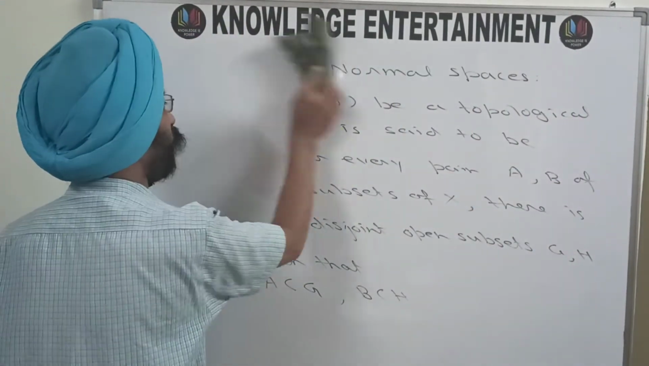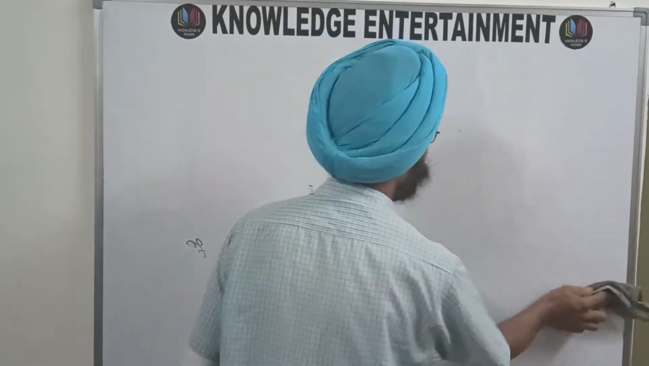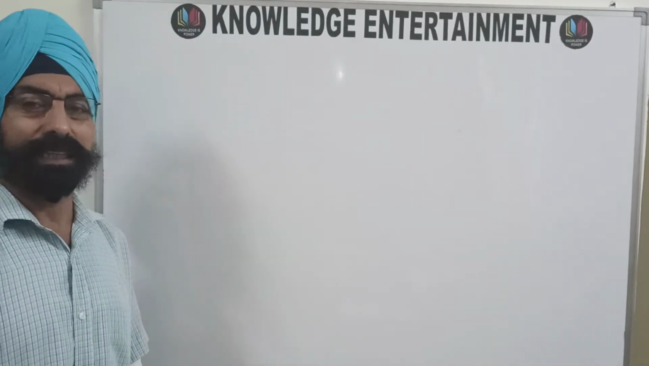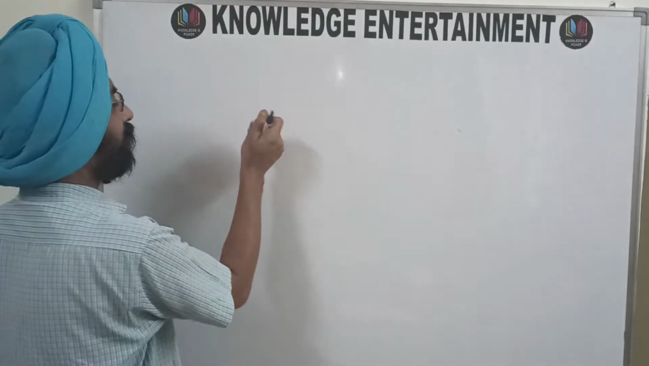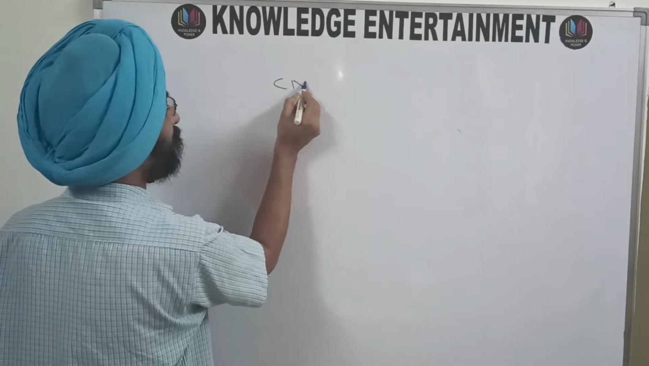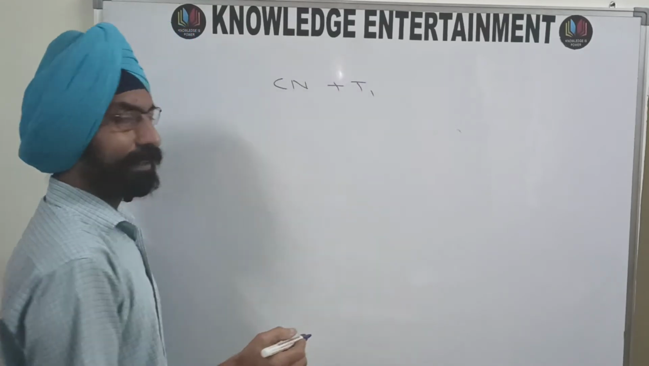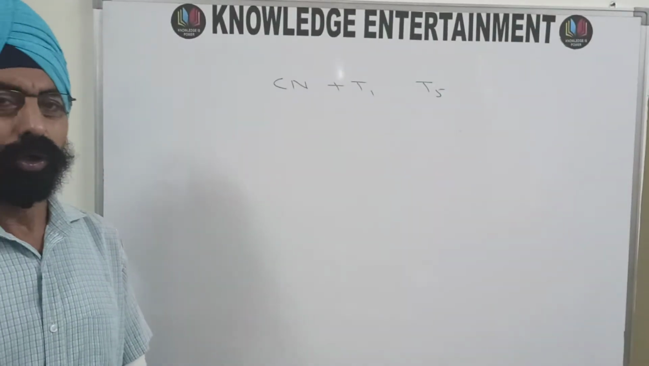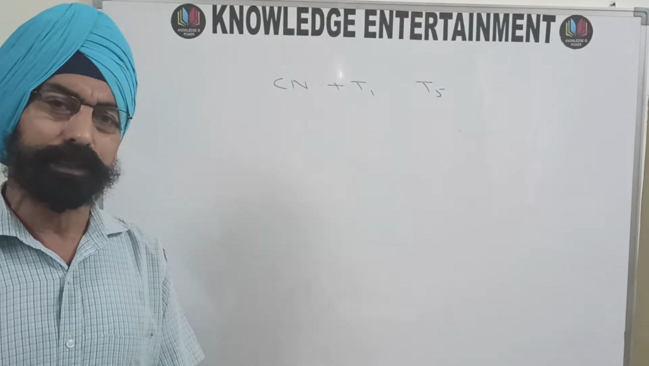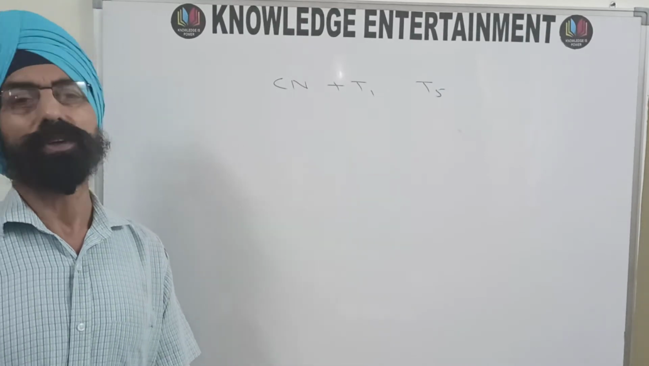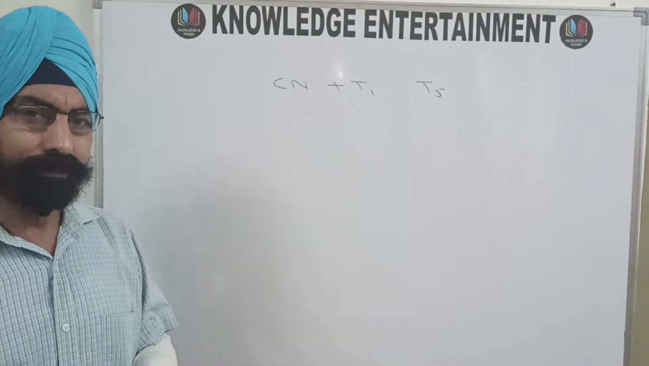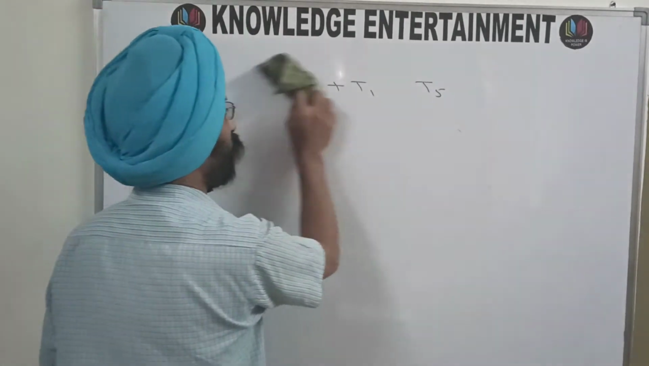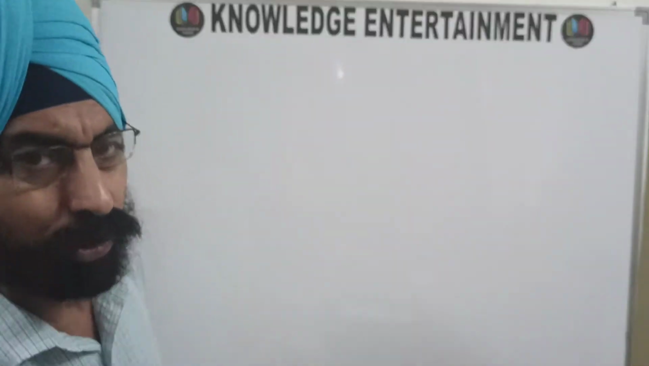And one more thing that is really important: you know that if a space is normal as well as T1, it is called T4. Similarly, if a space is completely normal as well as T1, then it will be called a T5 space. What are T5 spaces? T5 spaces are topological spaces which are completely normal as well as T1.